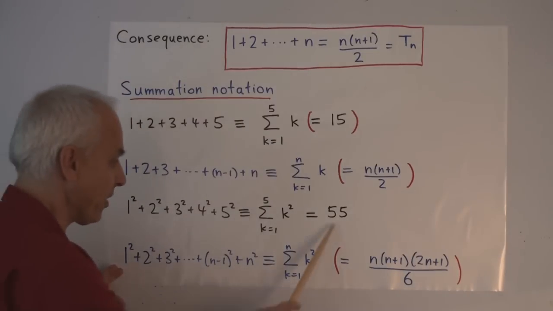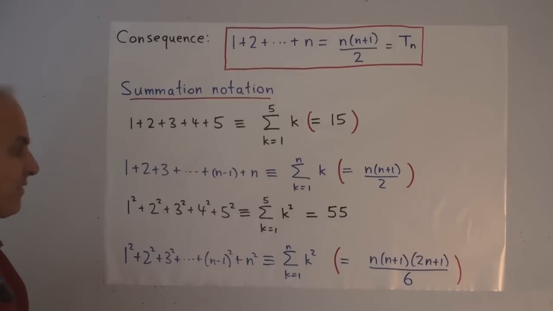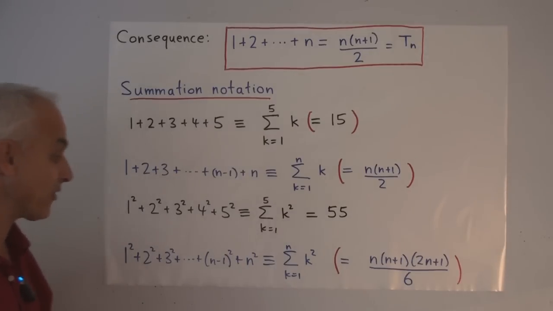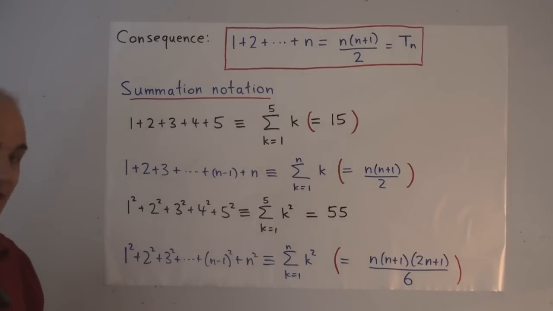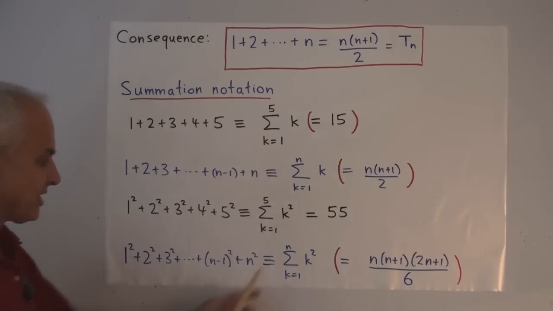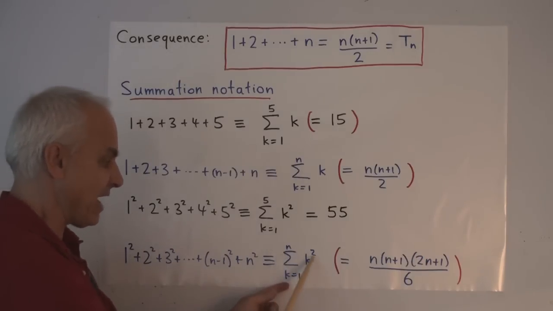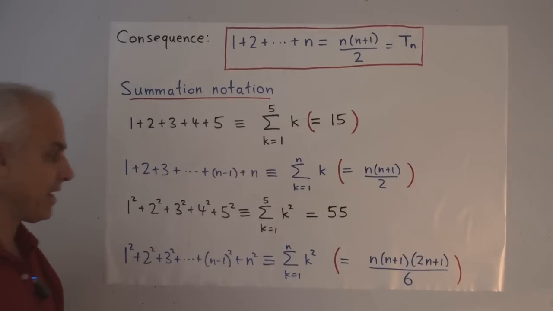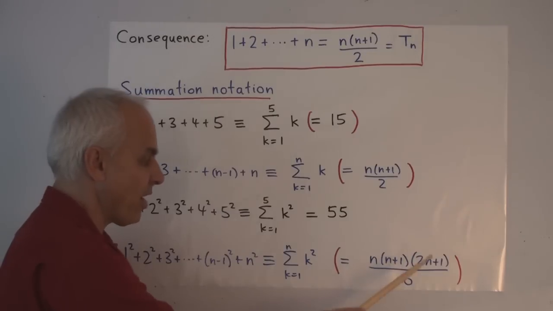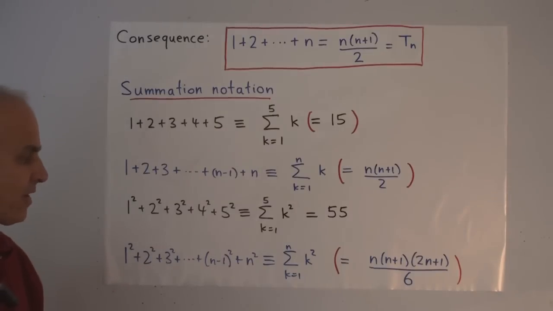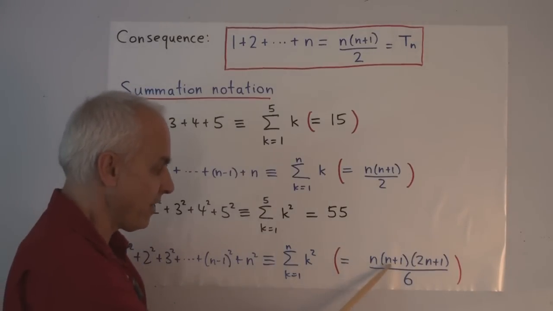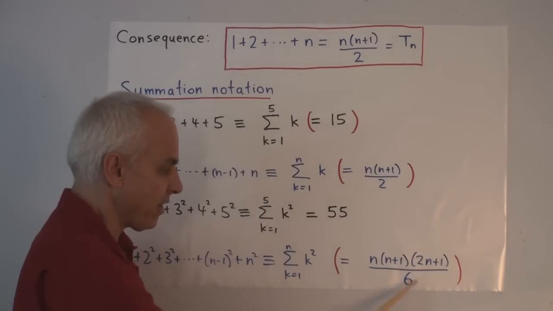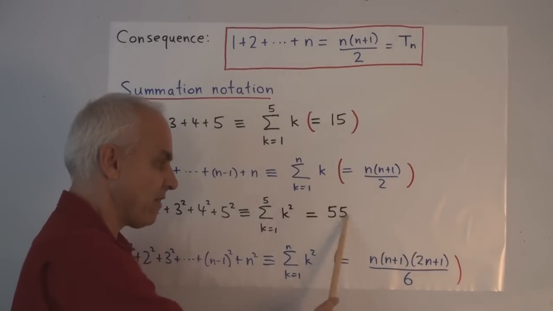Here's the general formula that extends this. I'll just give it to you for now. We'll have a look at proof later on. The sum of all the squares from 1 up to n squared, so the sum k equals 1 to n of k squared, is n times n plus 1 times 2n plus 1 divided by 6. So if n happened to be 5, then we would have a 5 here, a 6 here, an 11 here. The 6's would cancel, and we would get 55.